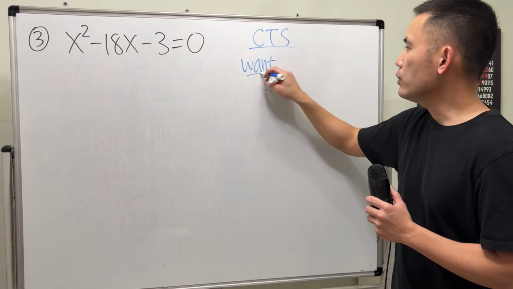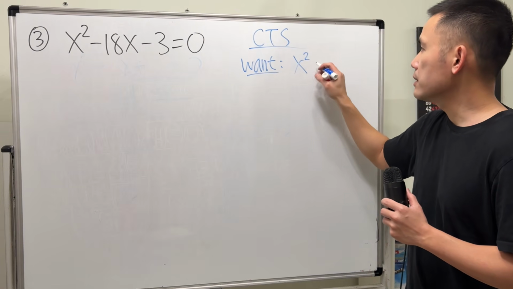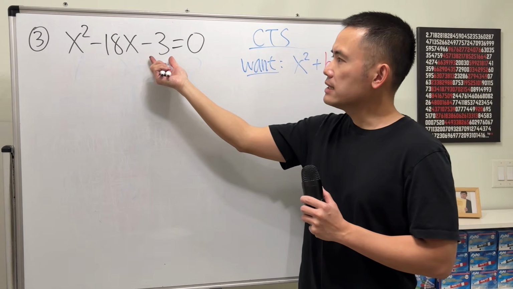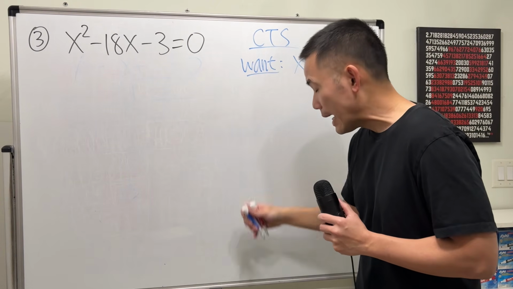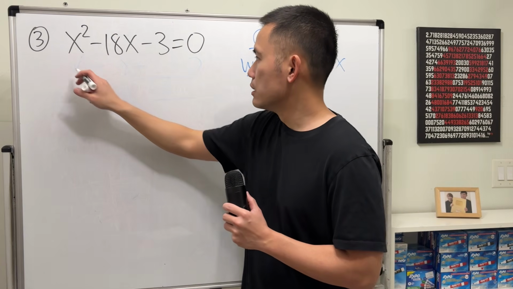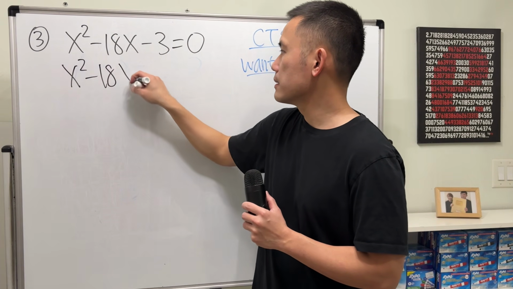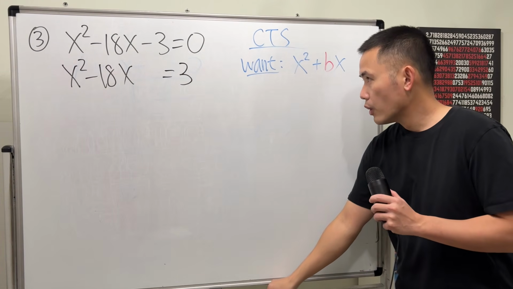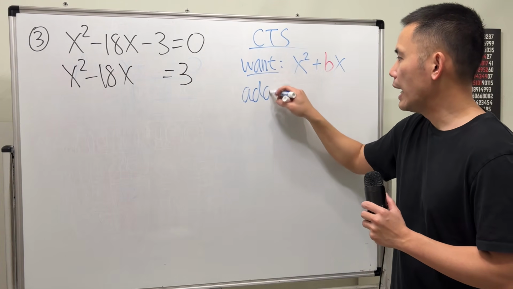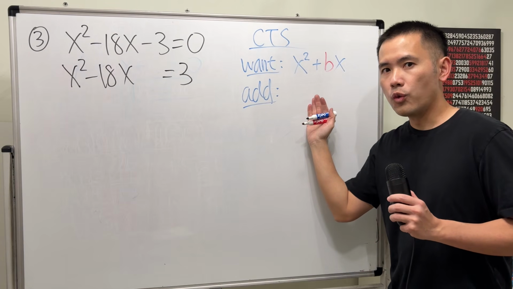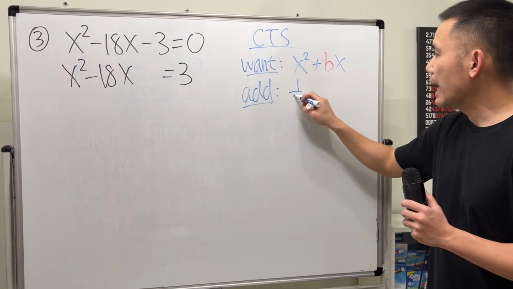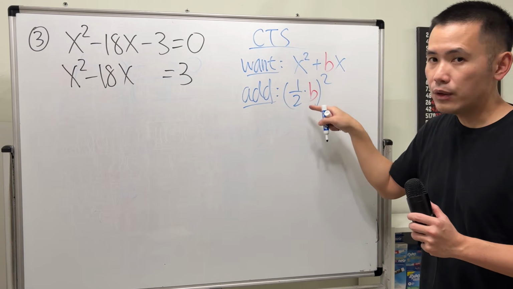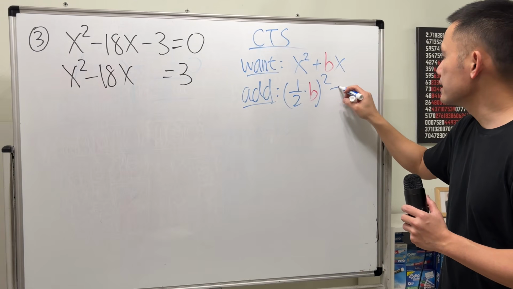First, we want to have 1x squared plus bx on one side. So let's go ahead and just add 3 to both sides. So x squared minus 18x, leave a space, and we get positive 3. After that, we are going to add, this is the little formula that we have to remember, 1/2 times the b value, and then squared. We have to work this out and add this number to both sides.